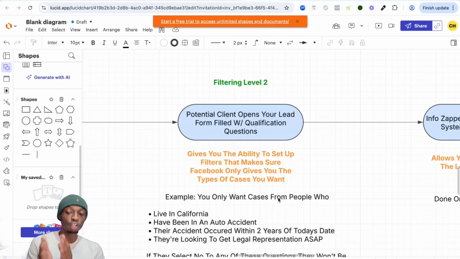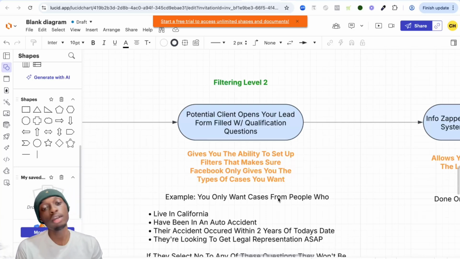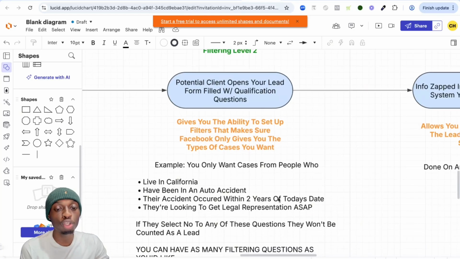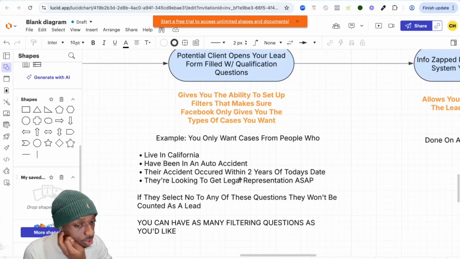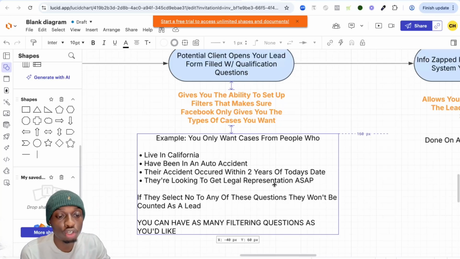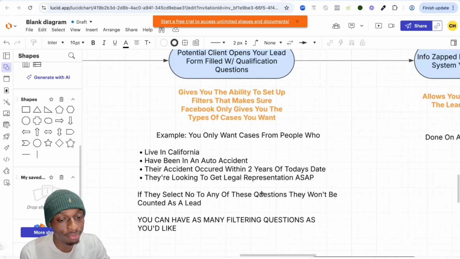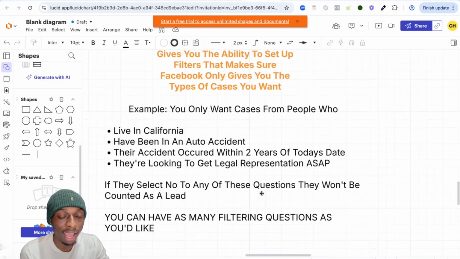Okay. So if you're able to set up those filters and those leads that you get are people who are the actual types of cases you want, that shows you why filtering is the main and most important part. One of the most important parts of this all. Okay, Facebook only gives you the types of cases you want. Example, you only want cases from people who, number one, live in California, have been in an auto accident. Their accident occurred within 2 years of today's date. They're looking to get legal representation ASAP. If they say no to any of these questions, they won't be counted as a lead.